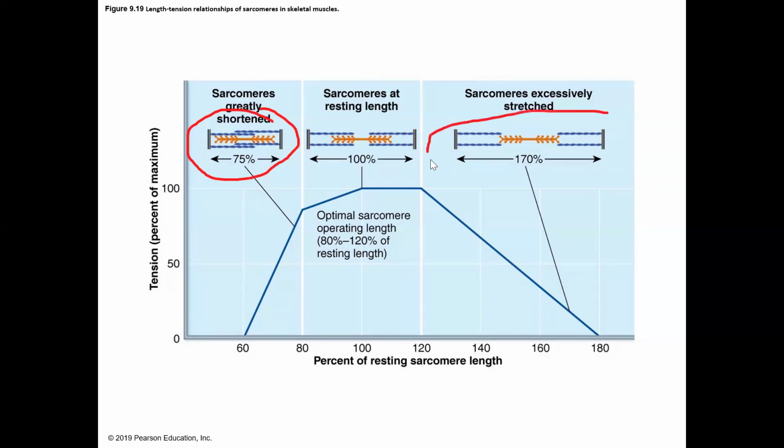In the far right scenario, the muscle is overly stretched, where myosin is not overlapped any longer by actin. It's not going to give you a strong tension. Therefore, the best scenario is when actin is directly over the myosin, that'll give you the best tension. So there's a certain length, anywhere from 80 to 120% of the muscle's resting length, that will give you better tension.